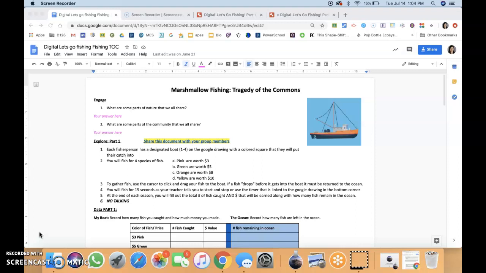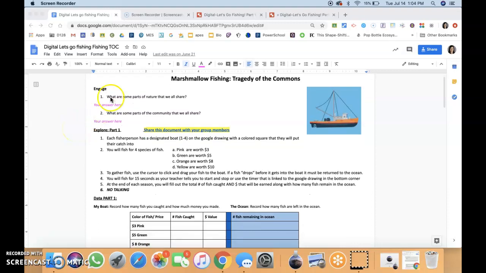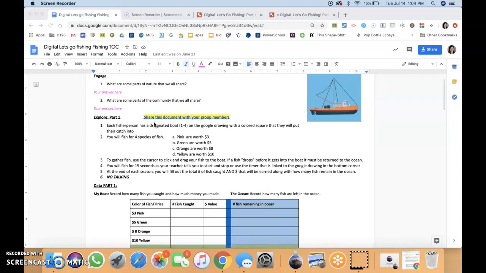So in this activity, you are going to see, obviously, in Google Classroom, there are two questions to start off with. These are just engaging, getting you to think about parts of nature that everybody on the planet might share and parts of the community that we all share together. With this activity, it used to be done with marshmallows at tables with straws, but to keep social distancing and to also allow it to be more digitalized, you guys are going to work in groups of 4 on separate boats, and you are going to complete the lab using a common shared document. So if you could click on this and have one person share it out to everybody.